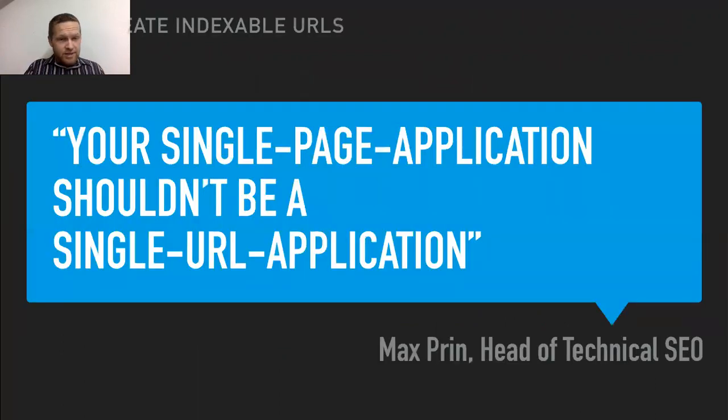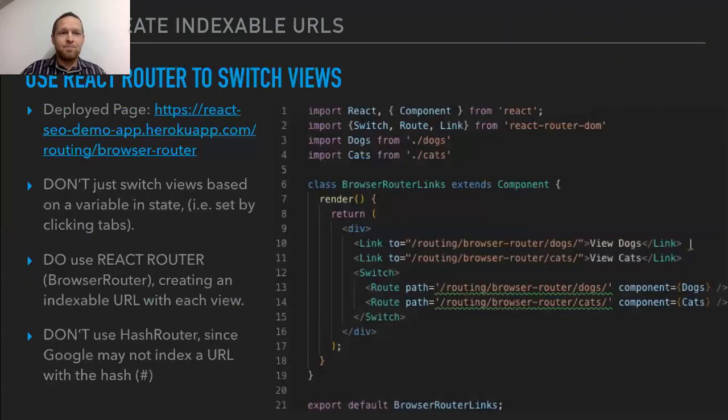Our single page application definitely should not be a single URL application. Use React Router to switch the views. In doing so, we're not just switching the views based on something like a variable in state, like when you're making something with tabs. Use something like React Router still, even though you're just creating tabs. Make it so that each one has its unique URL so that Google can actually index each one of those views. And it's seeing that content.